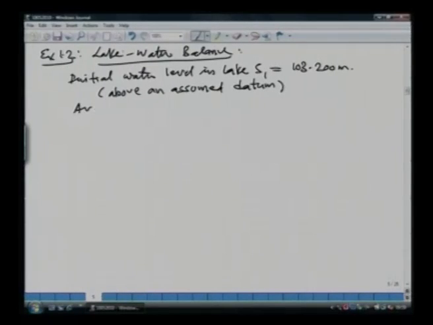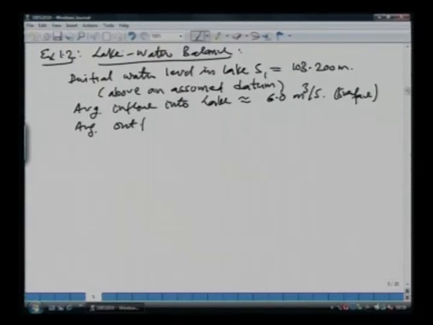The average inflow, these are the data which are given to us into the lake, is about 6.0 meter cube per second, and it is from surface sources. The average outflow from the lake that is given to us is 6.5 meter cube per second. So, this is your, let us say, I, and this is your Q.